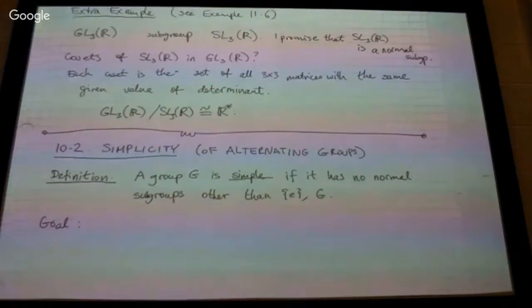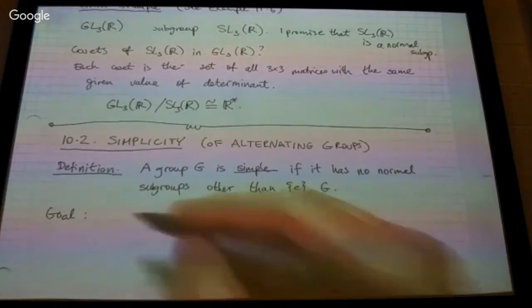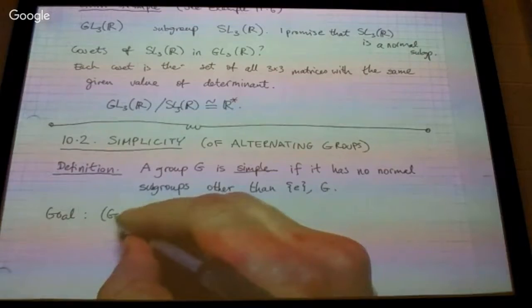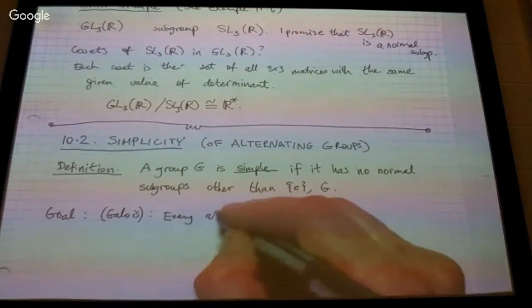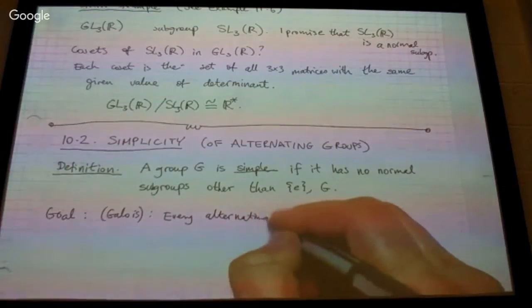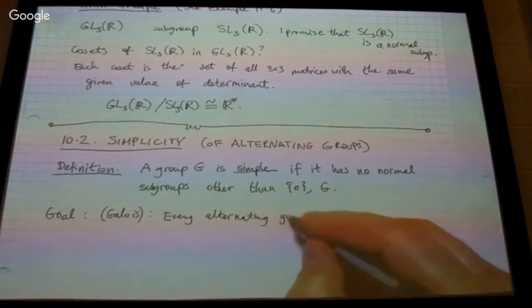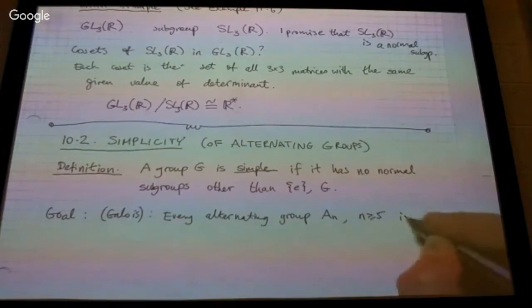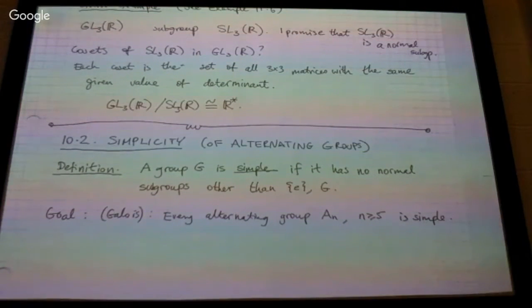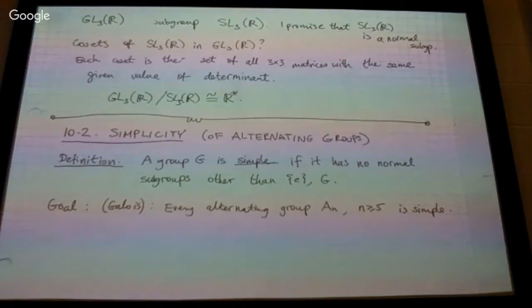We just want to do the theorem that was by Galois, who proved that every alternating group on at least 5 elements is simple. So alternating is all the even permutations. And the proof is about 3 pages.